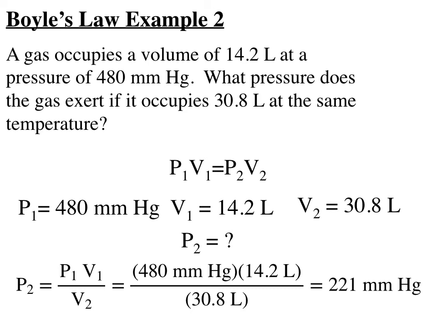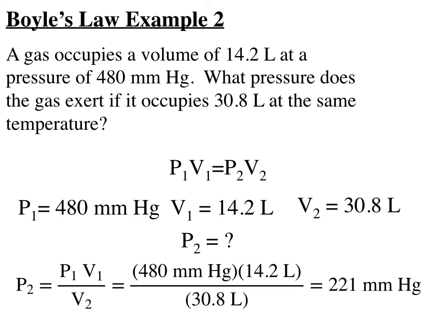So again, I know my P1 and V1 to be 480 millimeters of mercury and 14.2 liters. I know my V2 is changing to 30.8 liters. If the temperature and amount are held fixed, I can use my Boyle's law to solve for P2. Notice the volume units cancel. My answer will come out in millimeters of mercury.